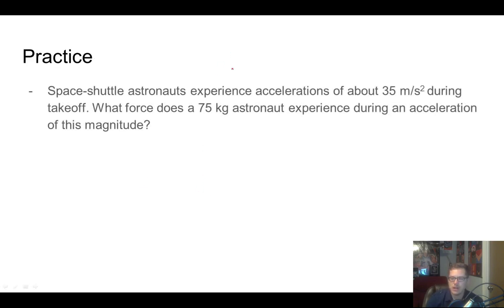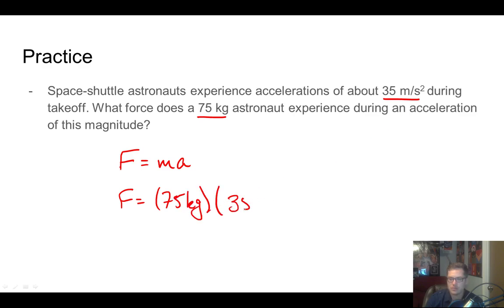It says space shuttle astronauts experience accelerations of about 35 meters per second squared during takeoff. What force does a 75 kilogram astronaut experience during an acceleration of this magnitude? Well, we want force, and we know force is equal to mass times acceleration. So our force has to equal our mass, which is 75 kilograms, and our acceleration is 35 meters per second squared.